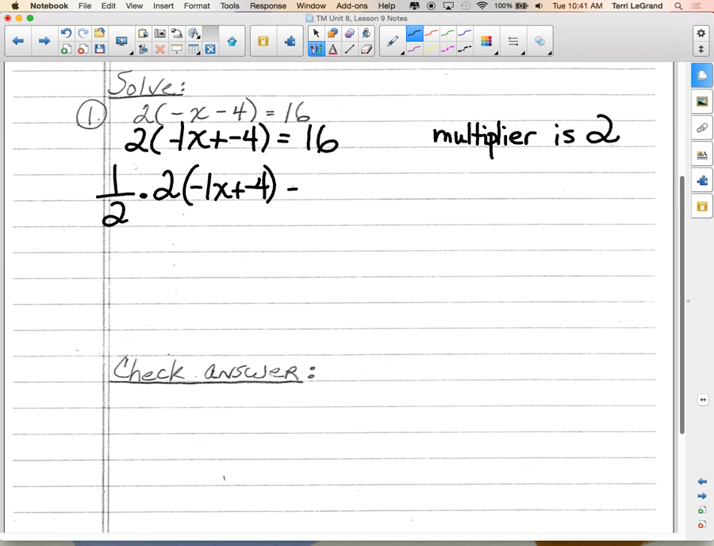And then if we do that on that side, we have to do it on the other side. So we're going to take 1/2 times the other side also. Okay. What happens when we take 1/2 times 2? We get 1. If we multiply the multiplier by its reciprocal, that helps us ditch the parentheses. We're going to have negative 1x plus negative 4.